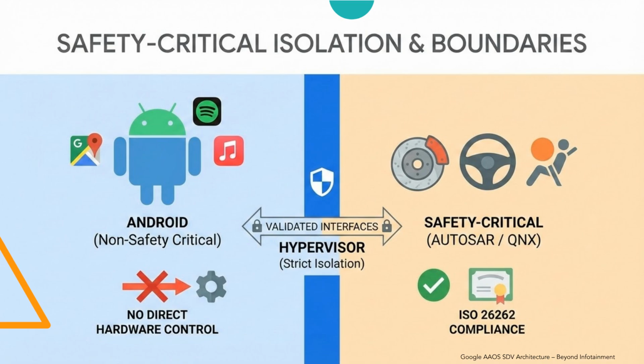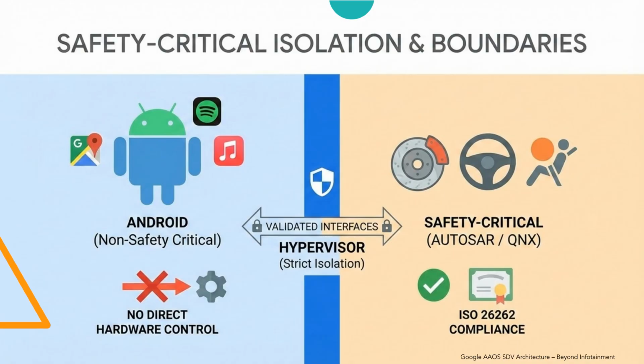Even with deeper integration, Android does not become safety-critical. Safety-critical execution remains within AUTOSAR and QNX systems. The architecture enforces strict boundaries. The hypervisor ensures isolation, communication passes through validated interfaces, and Android has no direct hardware control. This maintains compliance with ISO 26262, ensuring safety is never compromised.